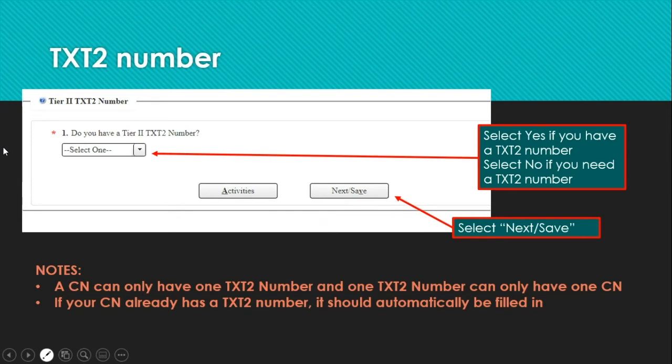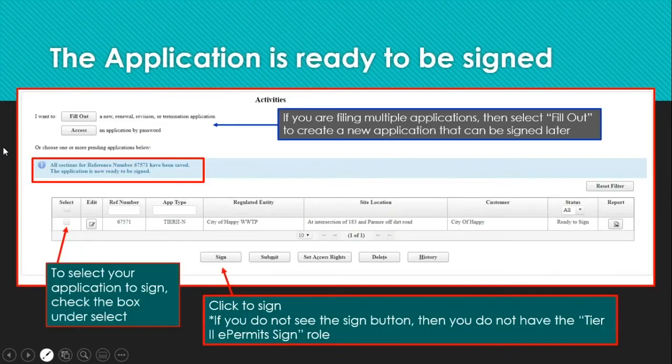Finally, you'll come to the third section, and this is the TXT2 number. If your CN is already recognized as having a TXT2 number associated with it, this number should automatically be filled in. Otherwise, you can select no, and when you sign and submit this application, one will be generated for you. Once you've filled out this third and final step, you can hit next and save. And it will take you back to the activities page.